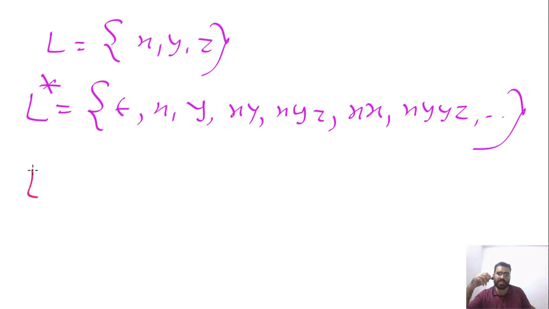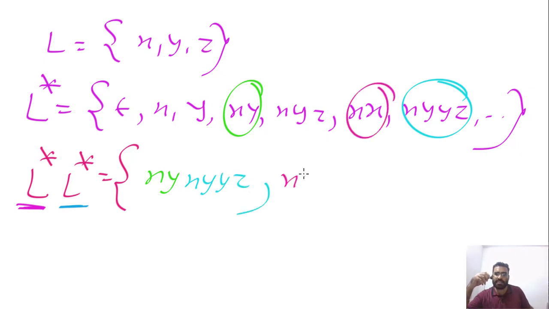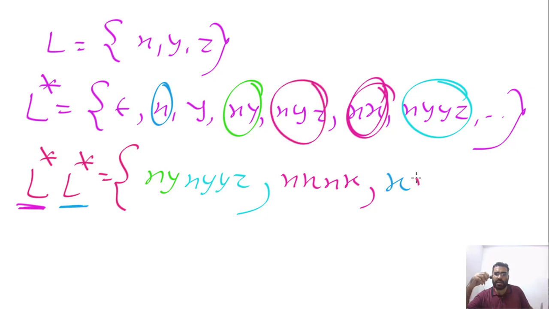So when you do L star concatenated with L star, every string of L star will concatenate with every string of L star. Like this will happen.